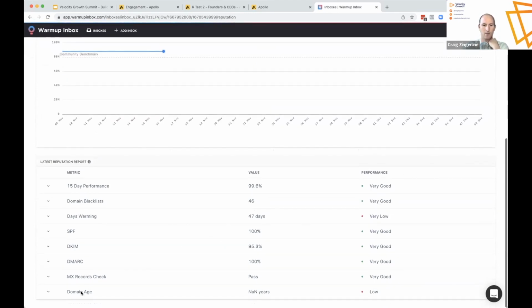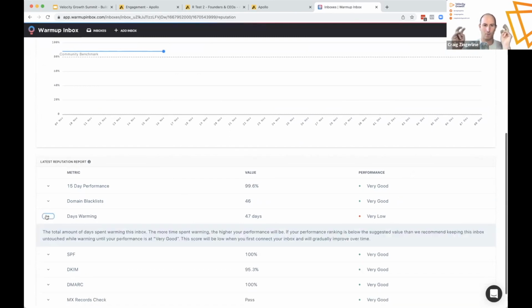You can see that my domain age is new because Velocity Growth is actually a fairly new domain. And days of warming is how long we have been warming up this inbox. So the longer you go, the better your reputation will get from this platform. I would strongly encourage you to sign up for one of these.